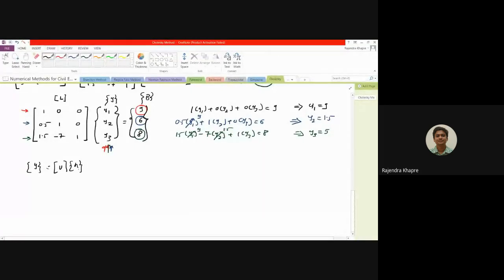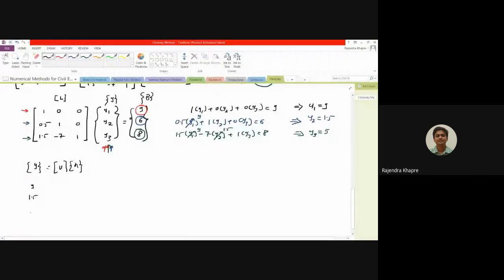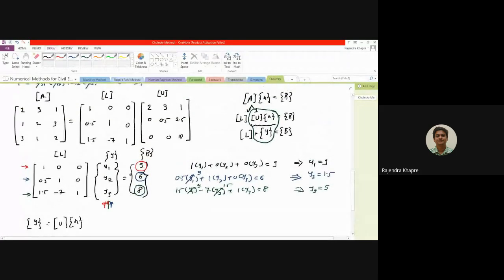Okay, so now let us write these expressions over here. So the value of y is nothing but y1, y2, y3, that is 9, then 1.5, and then 5. So this is the value of y. As far as your upper triangular matrix is concerned, let me write it down. This is your upper triangular matrix.